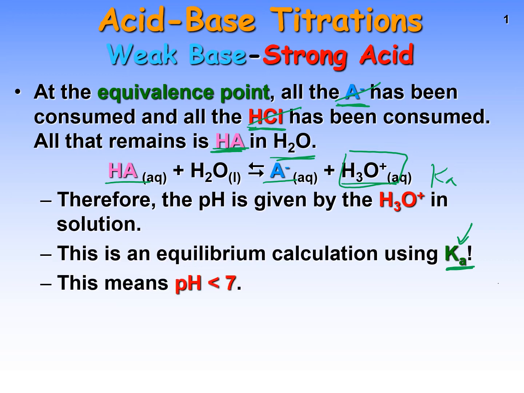This also tells us that the pH of the solution, because we have a weak acid present at the equivalence point, is going to be less than 7. This is significantly different from the calculation for a strong acid, strong base equivalence point pH, which would be 7. For a weak acid, strong base, it would be greater than 7. For a weak base, strong acid, as in this example, it's going to be less than 7. And this is due to what's present at the equivalence point. In this case, it's HA, which is a weak acid, so we'd expect the pH to be slightly acidic.